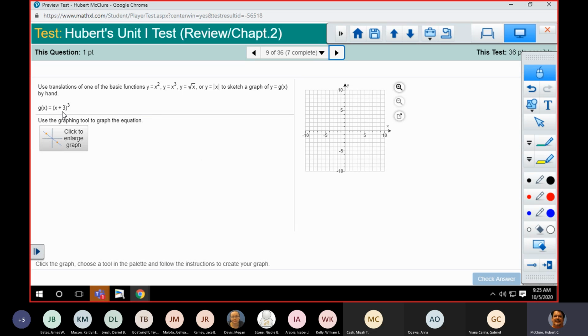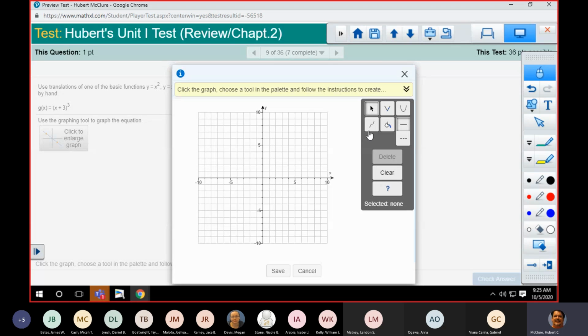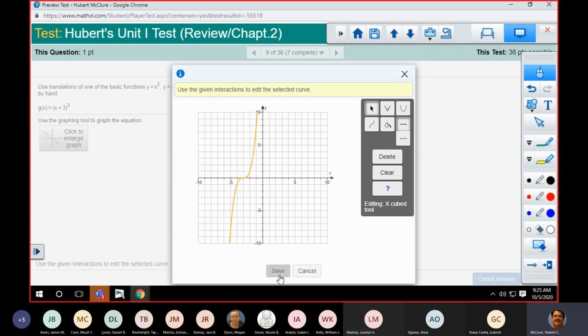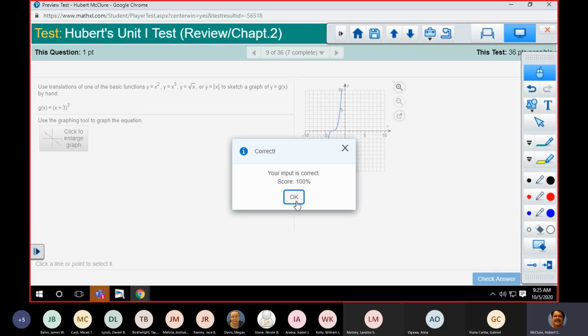Do we have a horizontal shift here or a vertical shift? Horizontal. Good. 3 to the what? Left. Okay, you got to put it over here. Vertical shift. Oops. I like this one. There you go. Save. And you feel good about yourself.